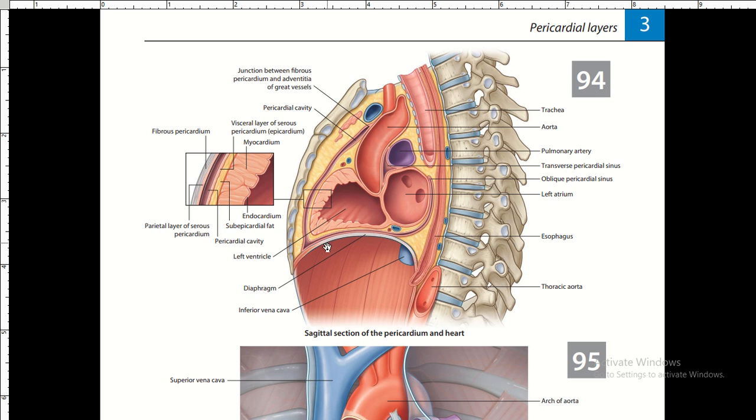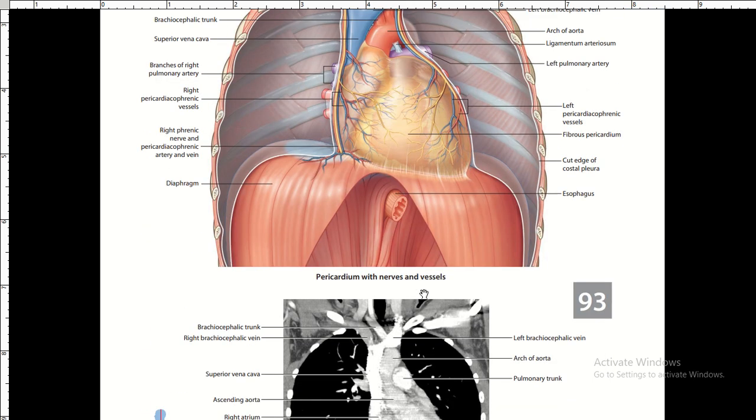So the esophagus is going to leave the thorax via the esophageal hiatus. So let's look at it.